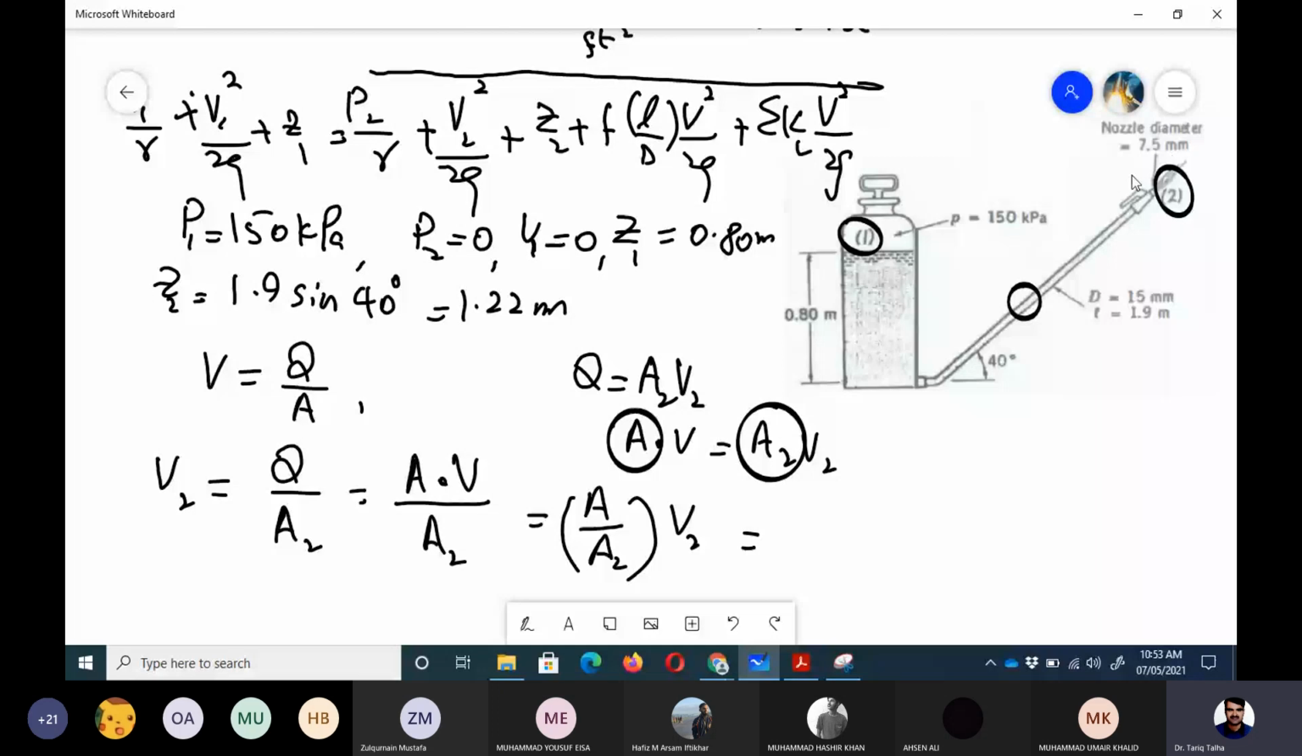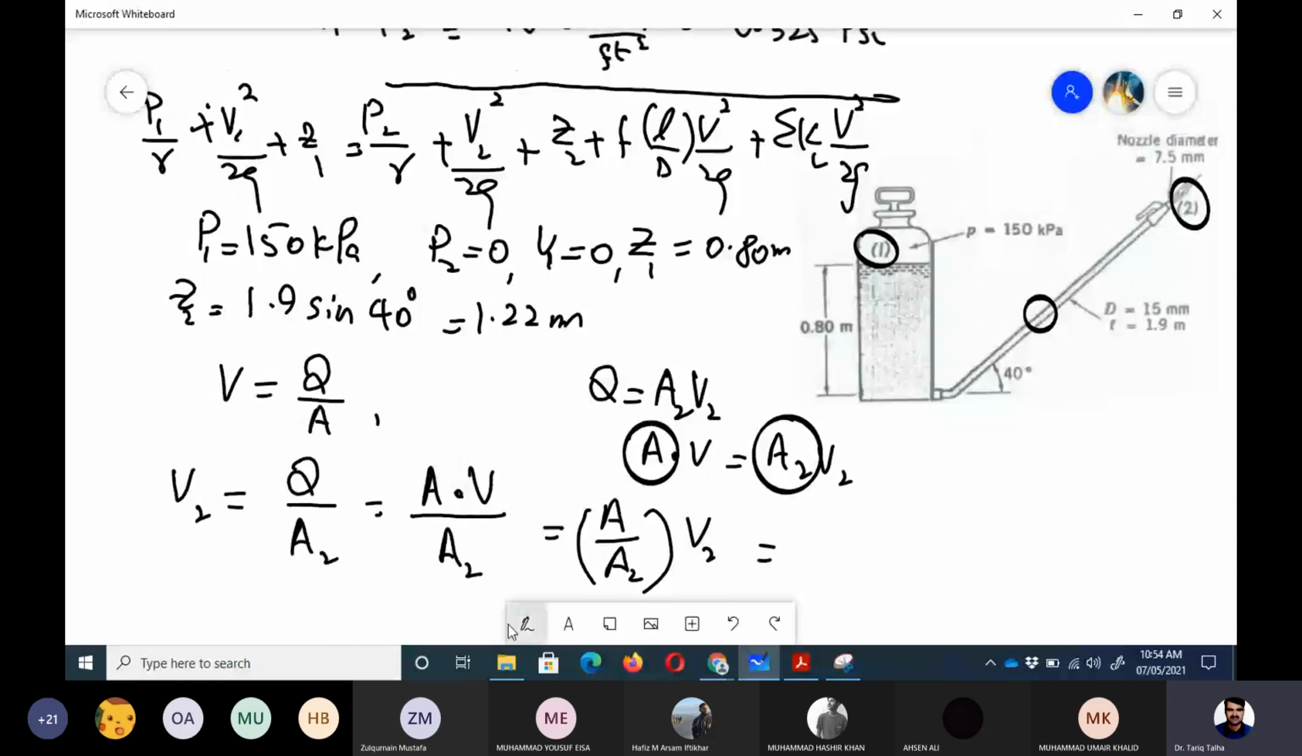So if we do that, it comes out to be 4 V, and that is obvious because that is double the value. 15 mm is double 7.5, and because that is squared, 15 divided by 7.5 squared gives 4 into V. V is the velocity, which is the flow velocity inside this pipe. So we know that.